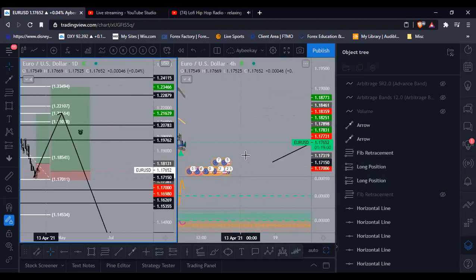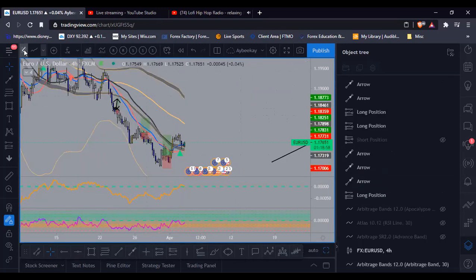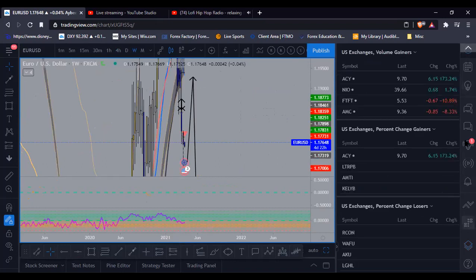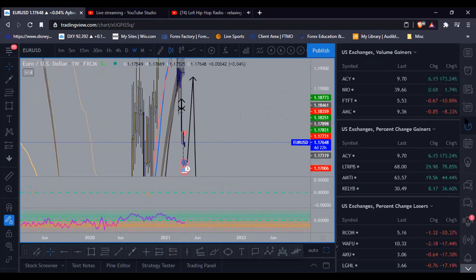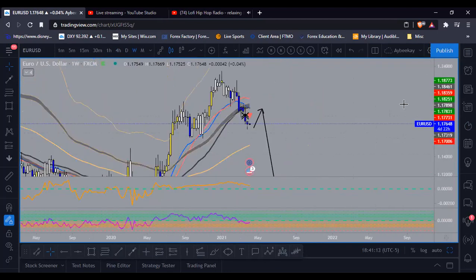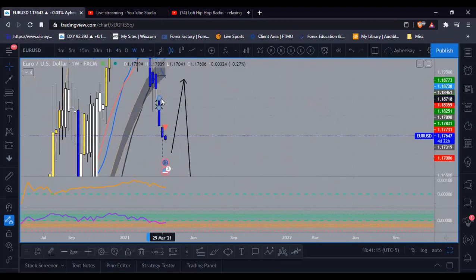Let's go over to arbitrage. And another reason why I don't really want to sell it long term is because on arbitrage, I have it and I've been waiting for it. Let me get rid of these right here.